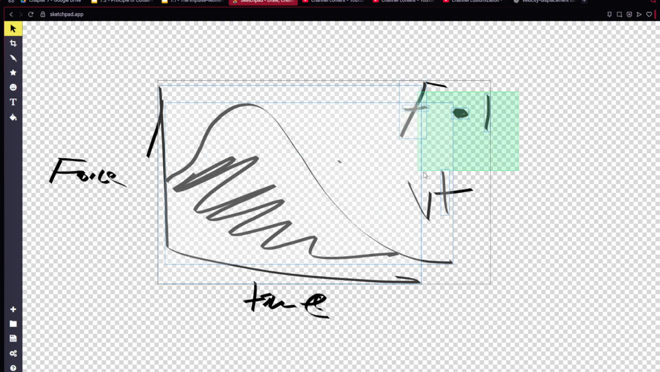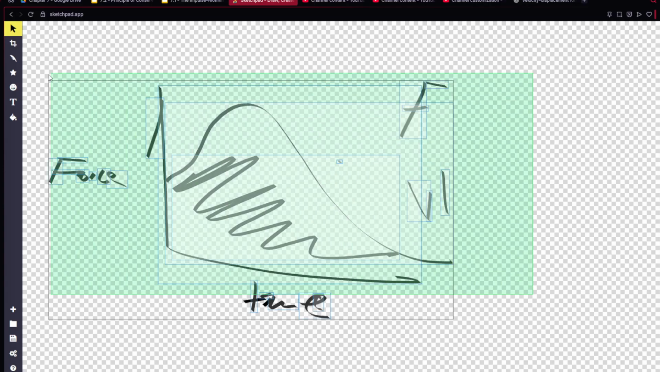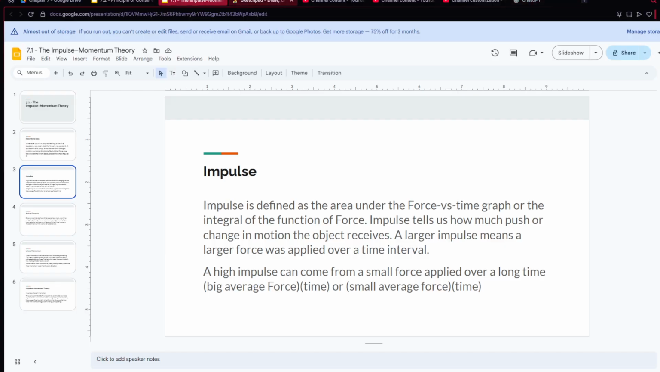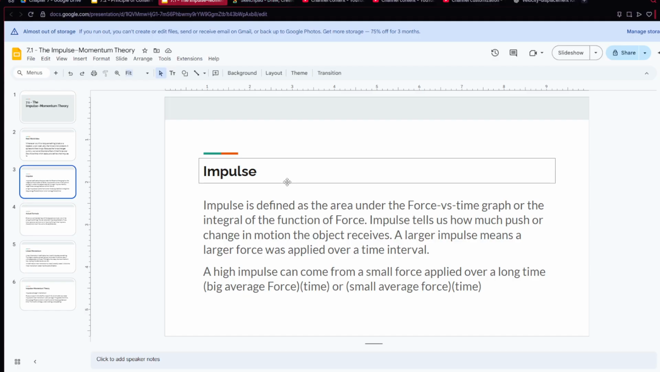We'll get into the impulse momentum theory in a little bit here. But I just want you to understand that in calculus they would say the integral, with bounds from 0 to t, of F(t). So just the area under the curve there. And we'll get to that in a little bit.